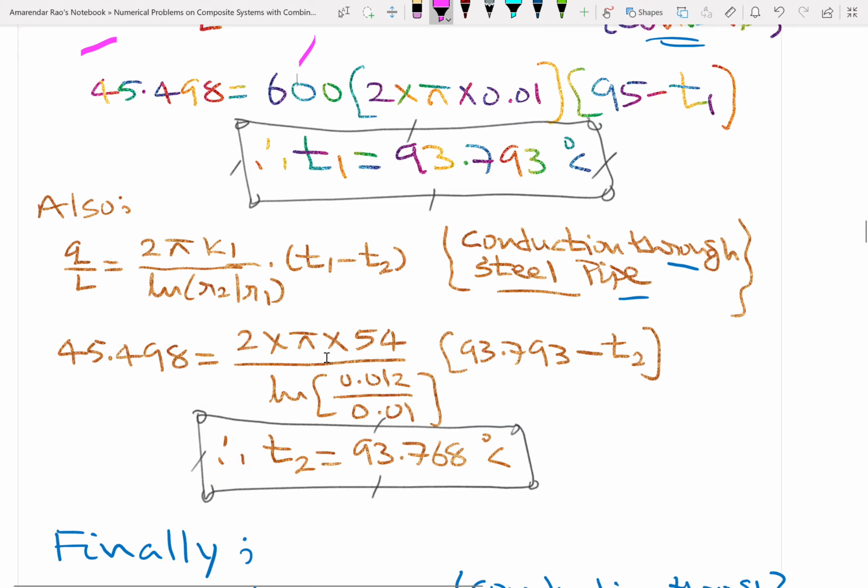Then also this heat must be conducted through the steel pipe, that is 2 pi K1 log R2 by R1 (T1 minus T2), which is going to furnish us with T2, which is going to be 93.768. Since it is steel, hardly any thickness, there is hardly any drop. So the temperature profile is almost parallel to the x-axis.